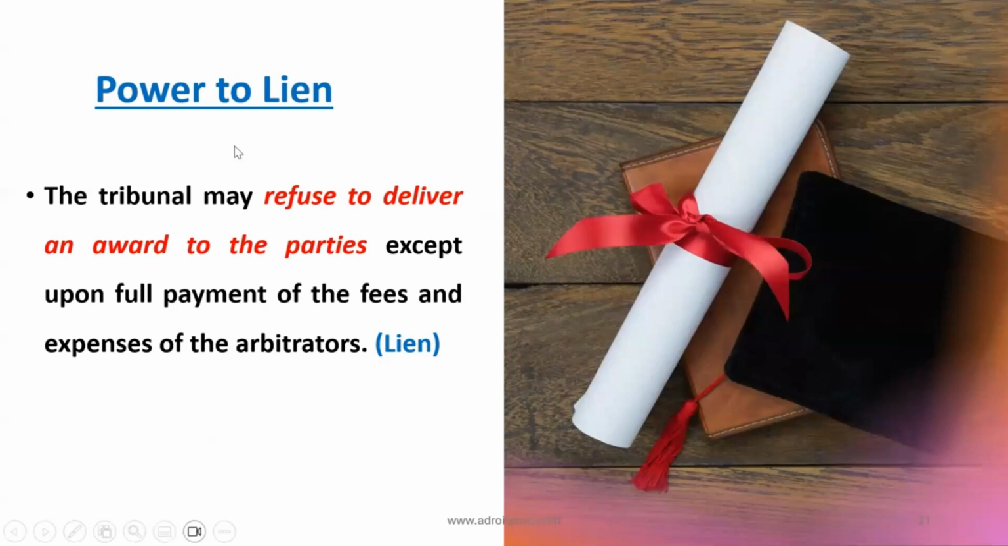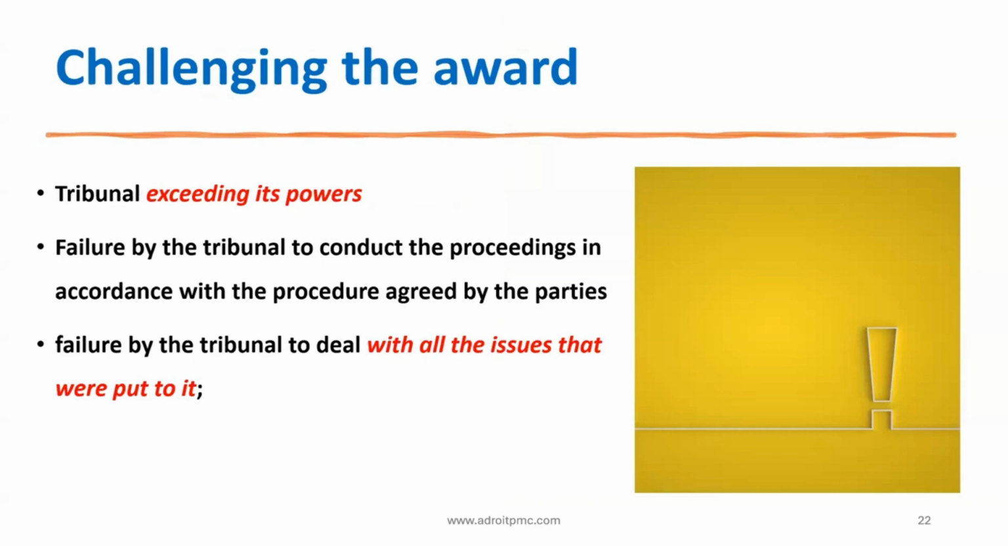Next is the power to lien. This is one of the unique features of the UK Arbitration Act of 1996. If the parties are not paying the arbitrator's fee, in that scenario the tribunal has the provision to refuse to deliver the award until the payment is received. So we don't need to worry whether the parties are paying or not, if you have been appointed as arbitrator.